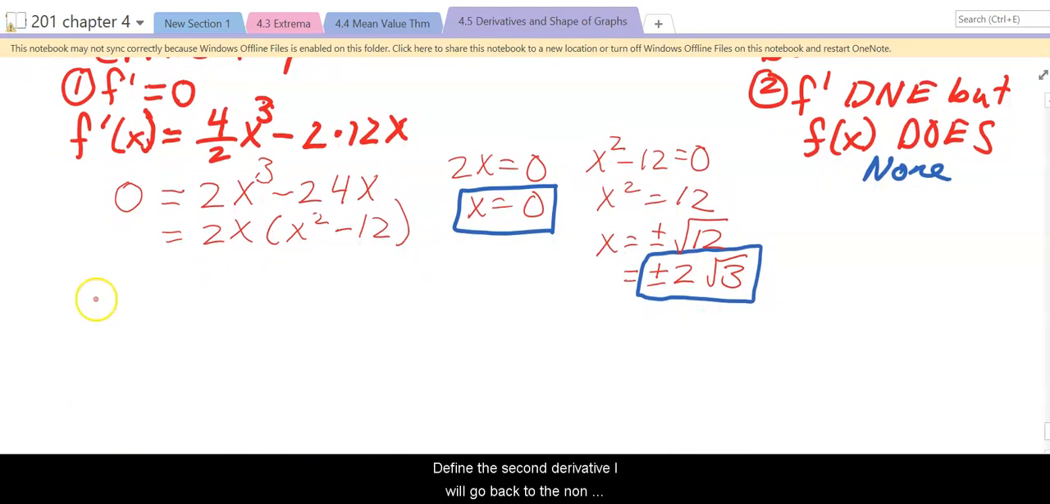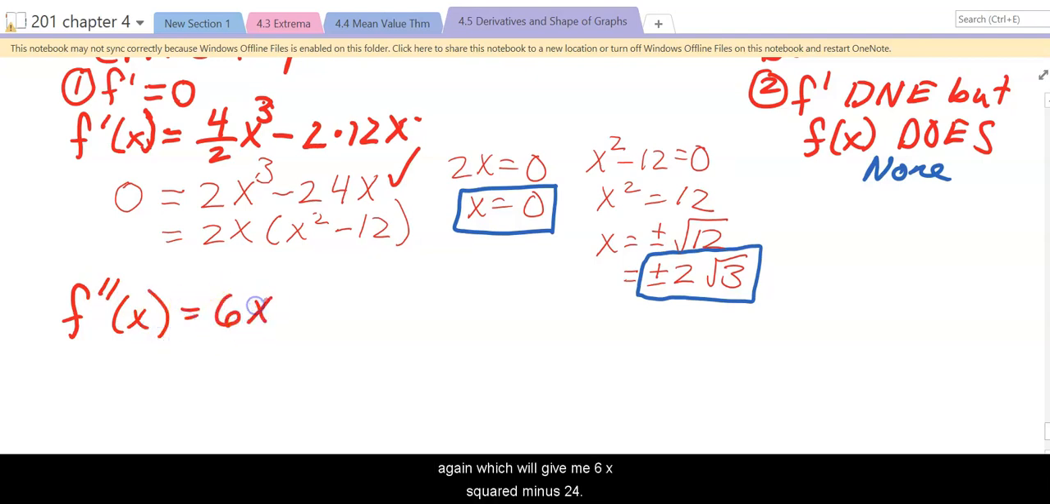To find the second derivative, I will go back to the non-factored form of the first derivative, which is here next to the check mark. I will apply the power rule again, which will give me 6x squared minus 24. I'm not analyzing concavity this time. I'm simply going to apply the second derivative test.